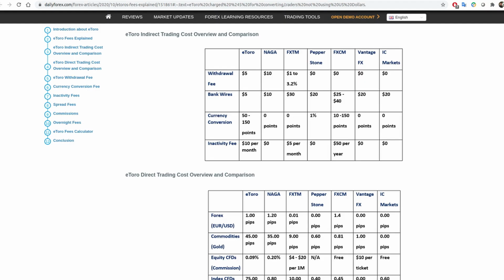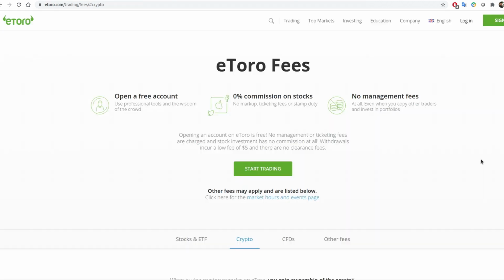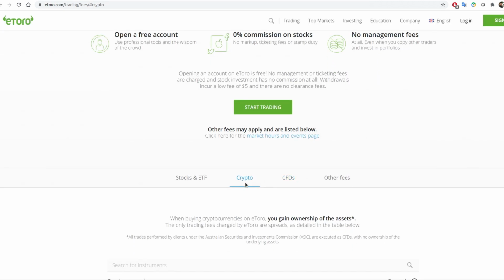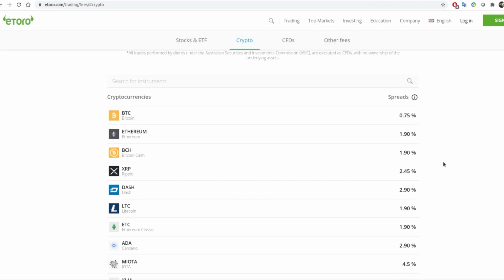Also, there are some fees that you need to consider as well. First is the overnight fees for CFD trades, but this is not a huge concern since this is mostly charged on many other CFD platforms as well. There are also other fees such as withdrawal fee, currency conversion fee, spread fees, etc. To me, the spread fees for cryptocurrencies are really high with eToro.